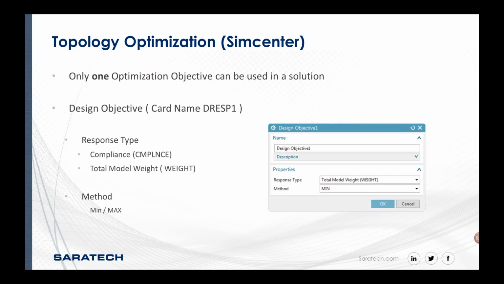Inside Simcenter, there's only one optimization objective. In this case, it could be compliance or model weight. With these two response types, you can specify if you want to minimize or maximize them. A lot of times you want to minimize your compliance, or minimize your weight in a structure, or specify something based on compliance. Do you want it to stay stiff, or do you want to worry about the weight of the structure? Only one of these can be used in one given solution.